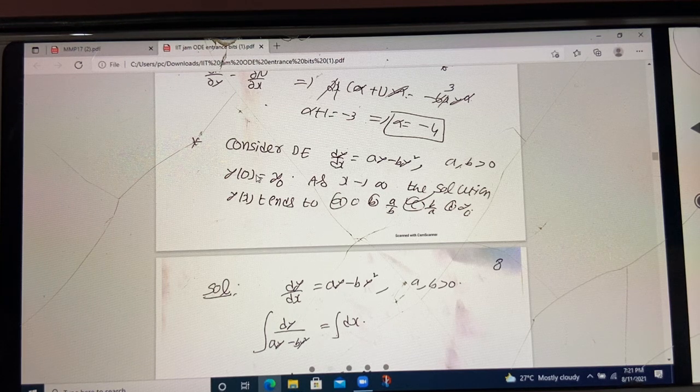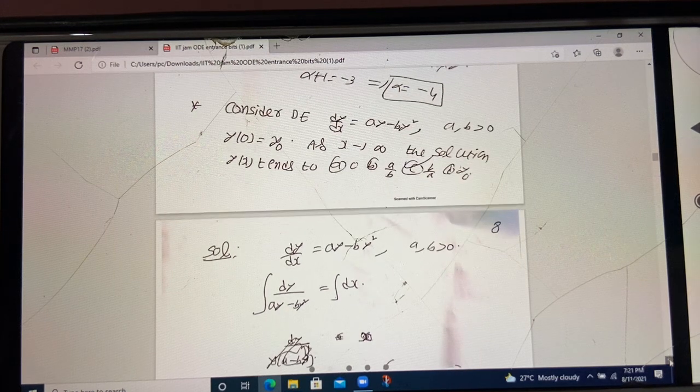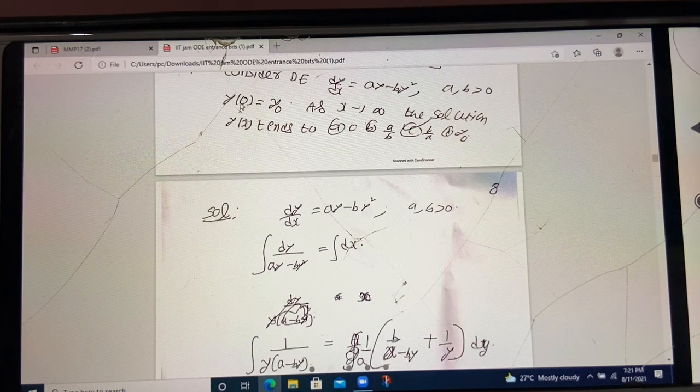So when x is 0, y is y naught. First we have to solve this. Here you are not given the solution, you are given what is y of x. Y of 0 should be y naught, and as x tends to infinity, the solution y of x tends to, let us see. Two conditions are given. What are the two conditions? When x is 0, y is y naught. When x is infinity, what is y of x? dy by dx is equal to this. Apply variable separable.